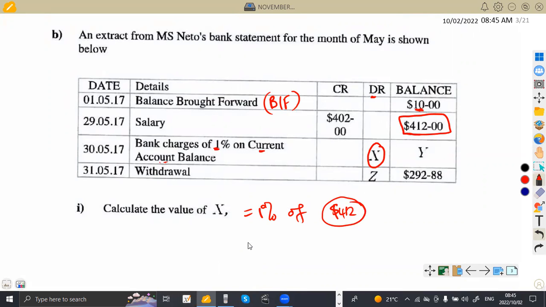But remember, 1% means what? 1 over 100 times $412. As you can see, it is going to be $4.12, or you can use your calculator. Still, you're going to obtain $4.12. Okay, so that was the value of X.